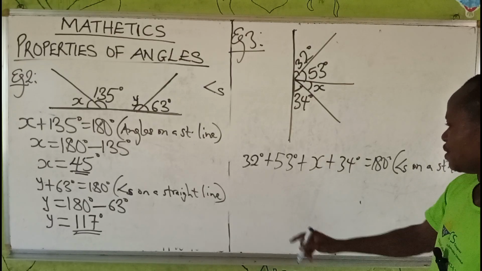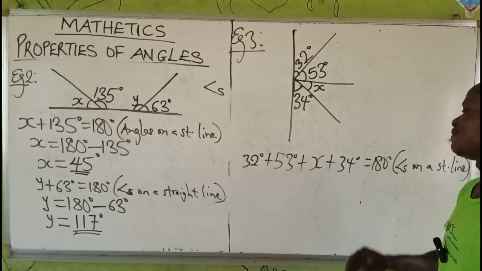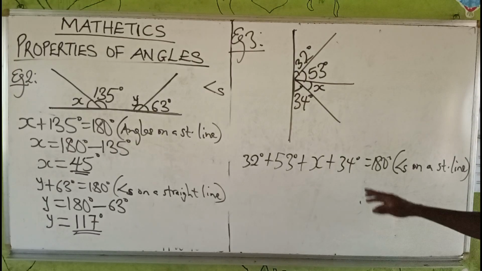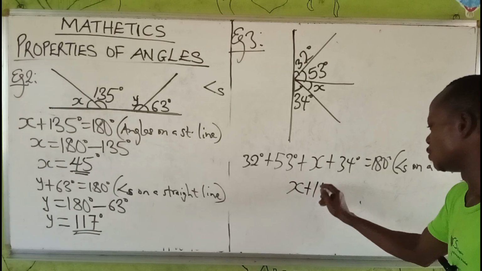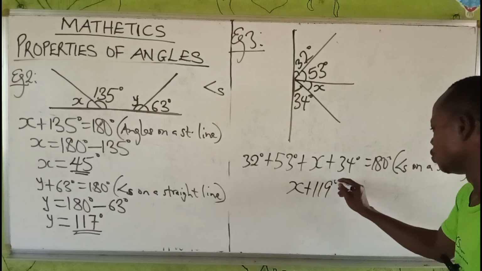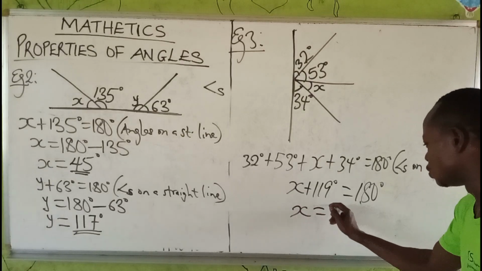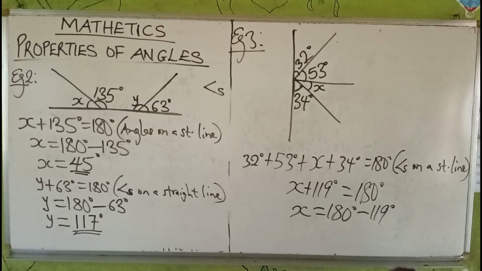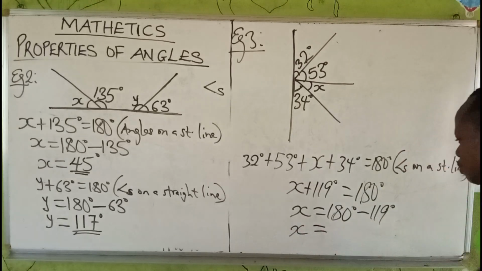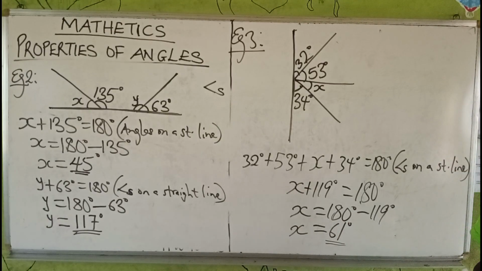Now, 32 plus 53 will give us 85. Now, 85 plus 34 will give us 119. That means we have X plus 119 degrees equal to 180 degrees. Then our X is equal to 180 degrees minus 119 degrees. And when we subtract, we will have 61 degrees as our final answer.